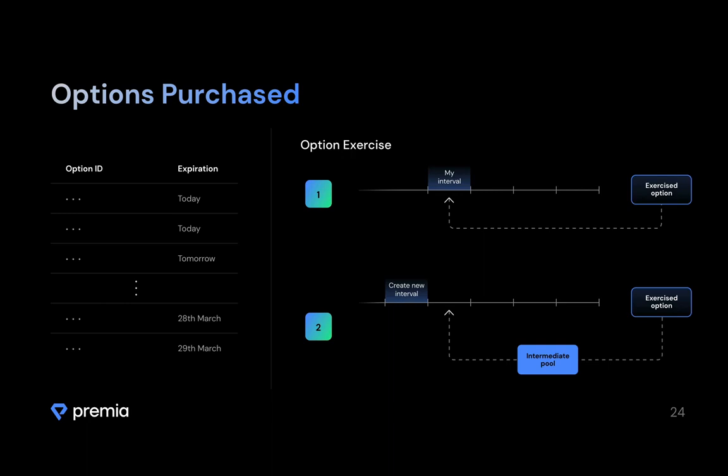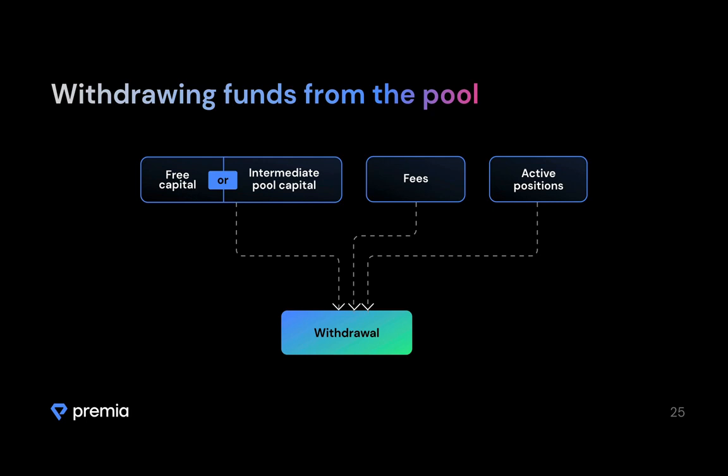The next situation that you need to take account for when looking at pool accounting is how funds are withdrawn from the pool. So at any given time, a liquidity provider has 3 sections of capital. They've got their free capital in the pool, including the intermediate capital. They've got the fees that they've accumulated from premiums, and they've got their active positions, which are locked in options they've underwritten. The free capital and accumulated fees that are not locked in positions can be immediately withdrawn by any liquidity provider at any moment in time. However, their active options positions must be exercised or expired before the liquidity provider can withdraw that capital.